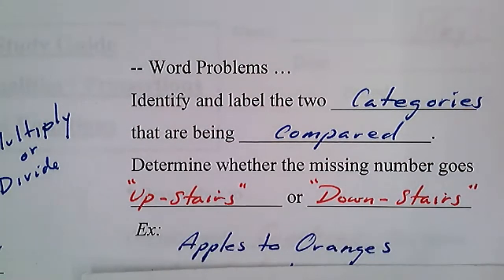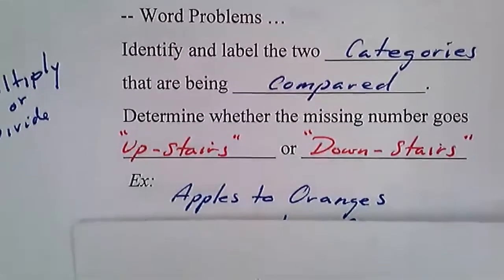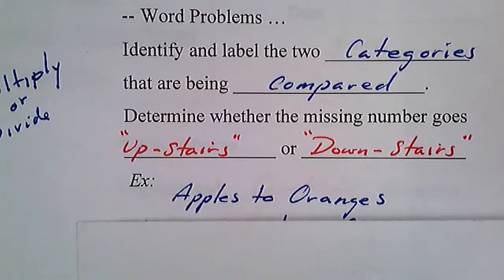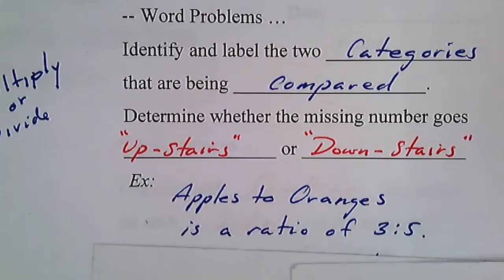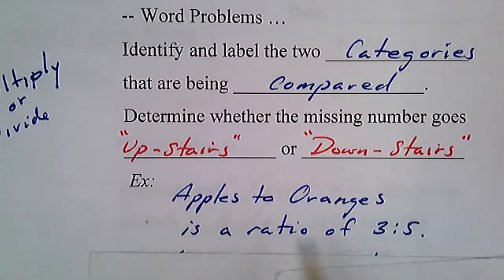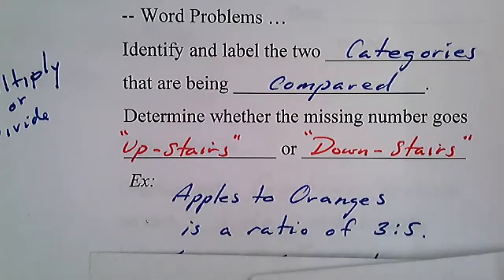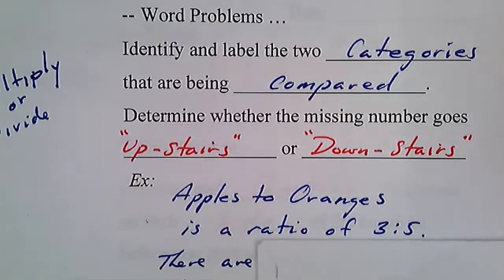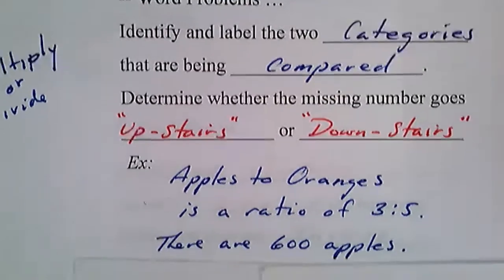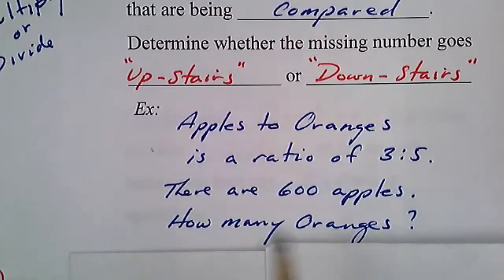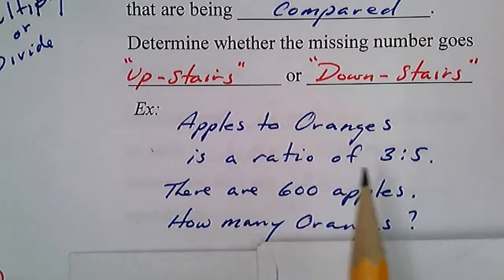Okay, so if I'm comparing apples to oranges, let's say there's a ratio of 3 to 5. So I'm comparing apples to oranges, and it's a ratio of 3 to 5. Here's the rest of the problem. There are 600 apples, so how many oranges? So I'm doing apples to oranges. There's a ratio of 3 to 5, and there are 600 apples. We want to figure out how many oranges.